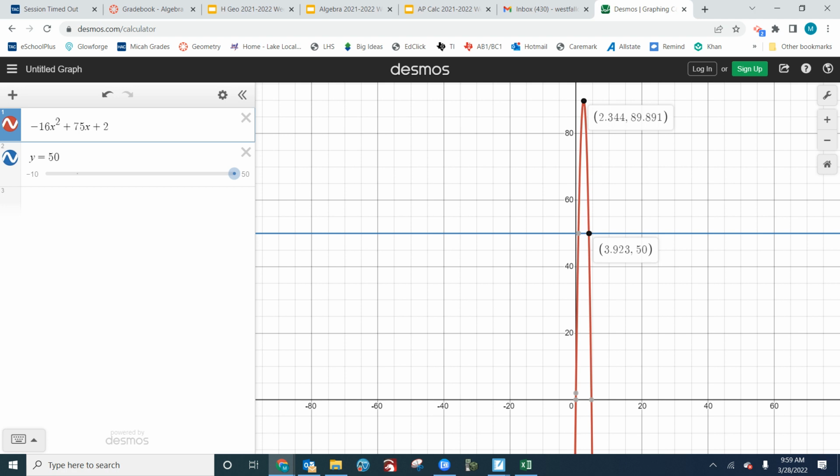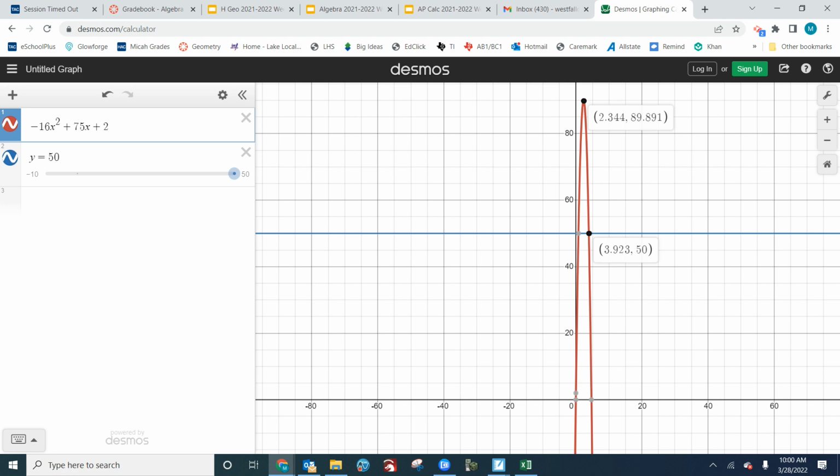How high did the football get? Dorian? 89.89 what? Feet. That's how high the ball went. 89.89 feet.